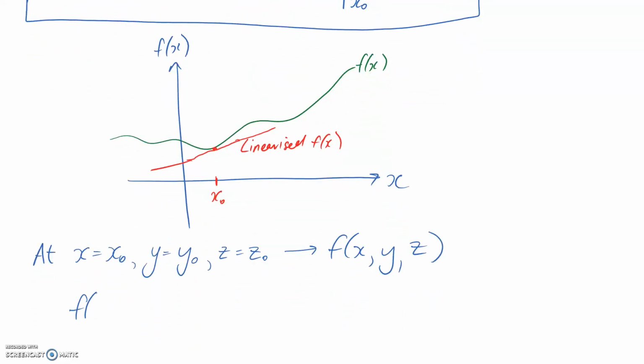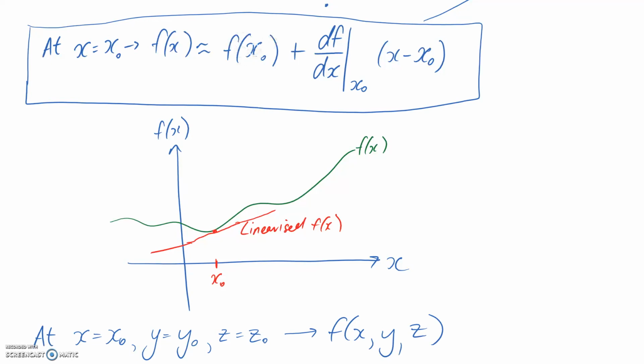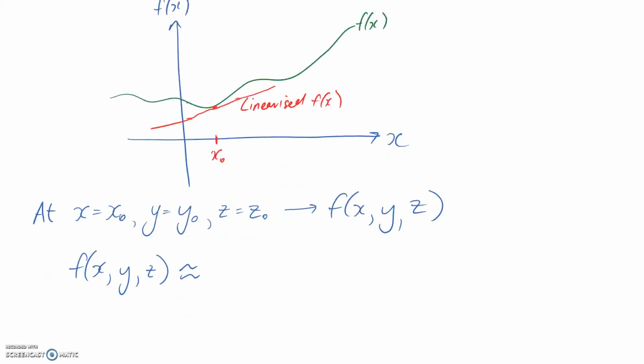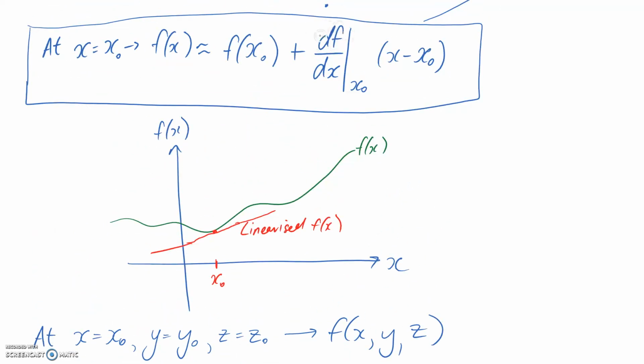So we say that our function of x, y, z is approximately equal to, and here we replace it with, instead of x0 on its own, it's going to be all three of our variables in here, so the function at each of our points of interest all put together, plus then we saw we had a derivative term here of our function with respect to x evaluated at our point of interest.